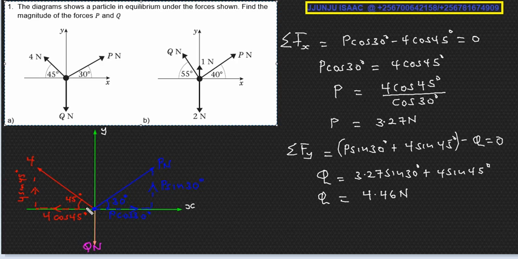Negative forces are those forces we shall consider to be taking the left side. Right will be positive. Up, we shall take it to be positive. Down, we shall take it to be negative. Then this will be positive, and this side will be negative. So that is it. So let us now go to part B.